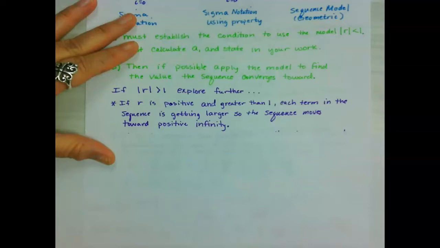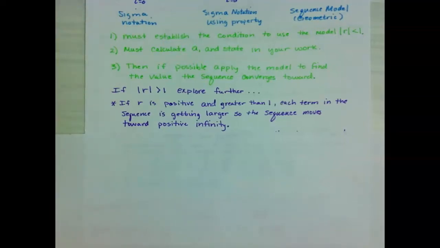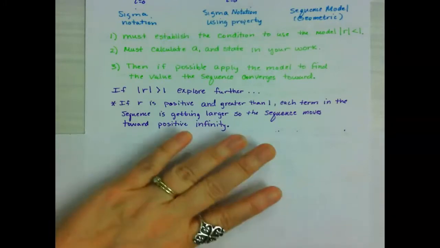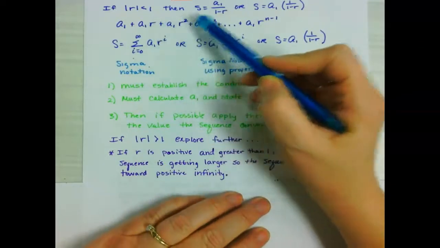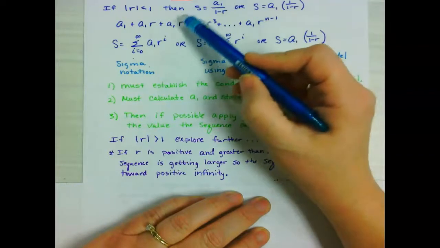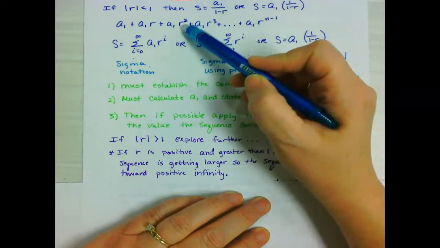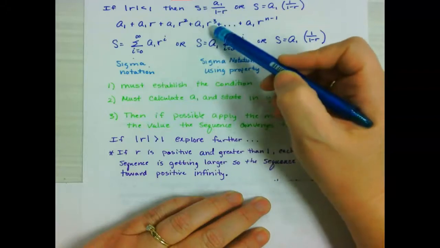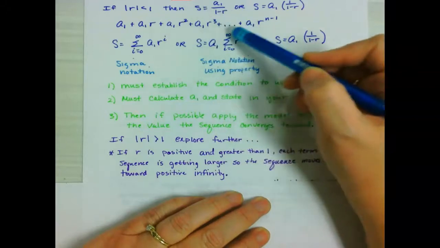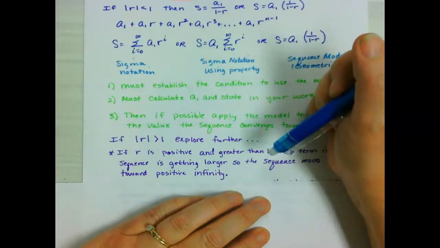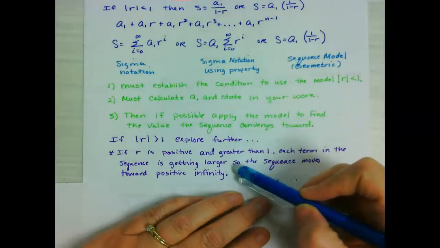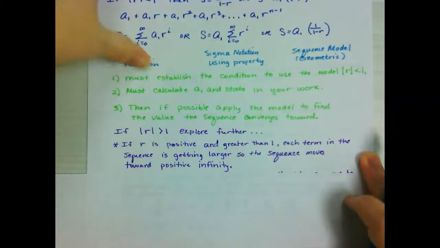So the most common one we see is when the absolute value of the r is positive and bigger than 1. When it's positive and bigger than 1, then each term in the sequence is getting larger, so the sequence moves toward positive infinity. So look at the model back up here for a second. If r is bigger than 1, then each of these powers are getting bigger and bigger, right? So then multiplying by a ratio of r squared is going to be a bigger number. Well, then when we multiply by a ratio of r to the third, that's going to be an even bigger number. And r to the fourth would be an even bigger number. So we just keep multiplying by bigger and bigger numbers, which means that value just keeps getting bigger and bigger, and that's why it's moving toward positive infinity. So that's one thing to watch out for.